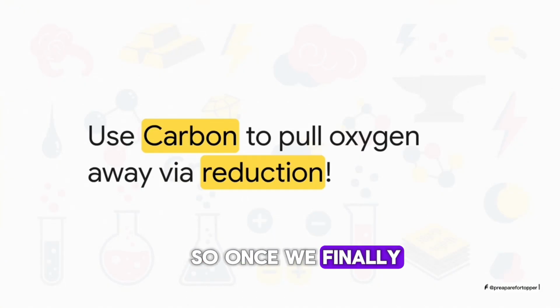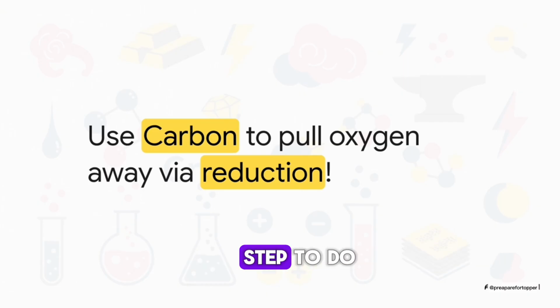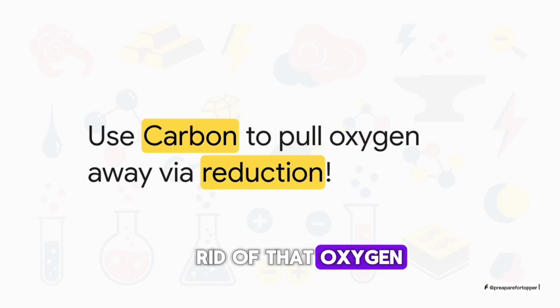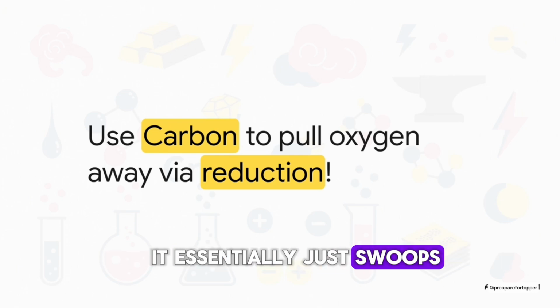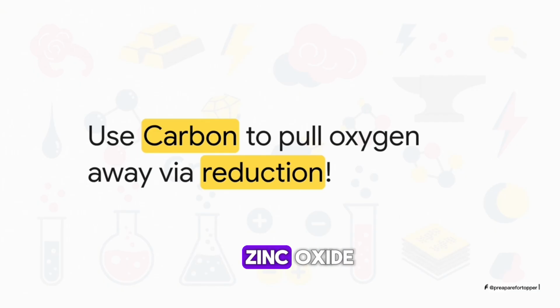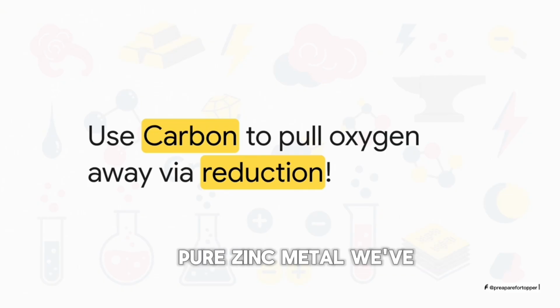So once we finally have that metal oxide from either roasting or calcination, we have one final step to do. We need to get rid of that oxygen. So we invite carbon to the party. Carbon acts as a highly, highly effective reducing agent. It essentially just swoops in and steals the oxygen right away from the zinc oxide, turning itself into carbon monoxide and leaving us with beautiful, pure zinc metal.